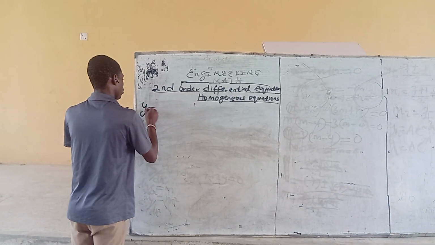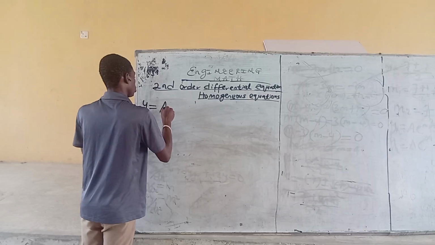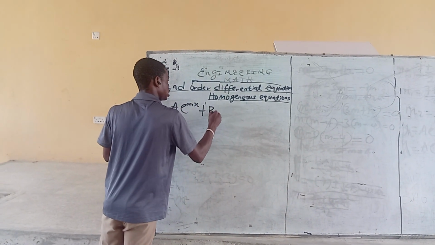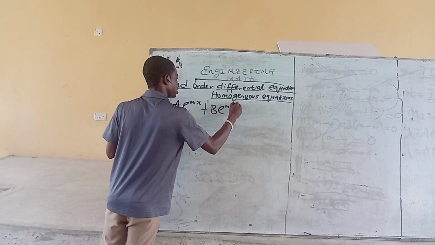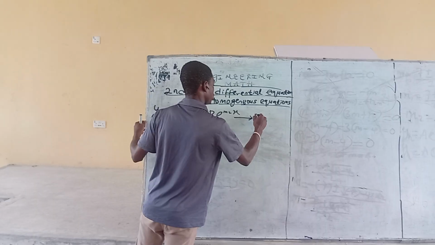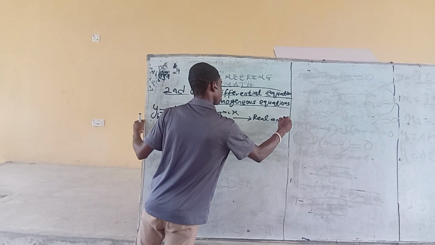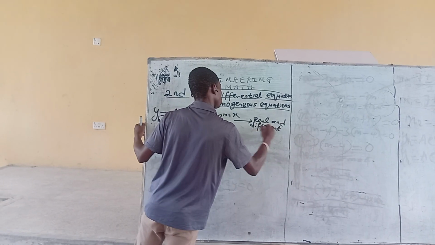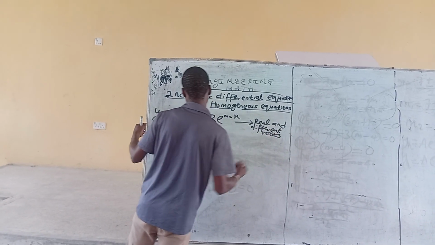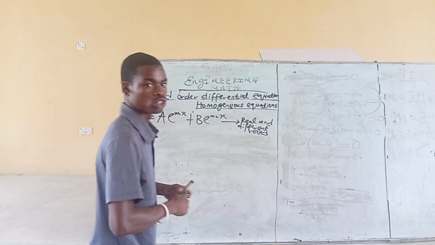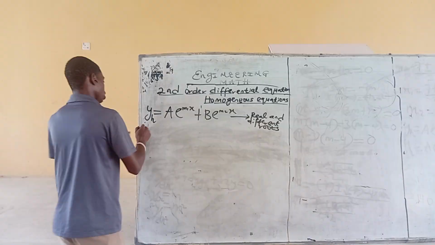This was the form: y homogeneous equals A exponential m1x plus B exponential m2x. So this was for real and different roots. So today we are going to be talking about real and equal roots. So what's the form for real and equal roots?